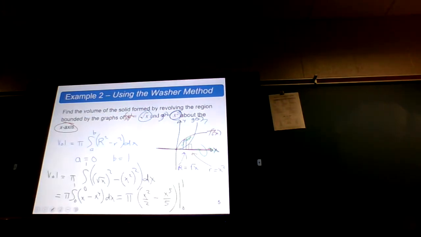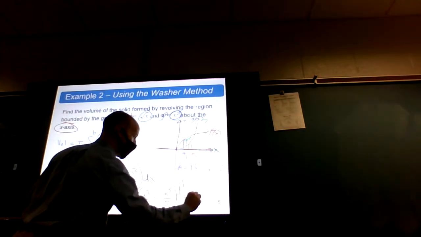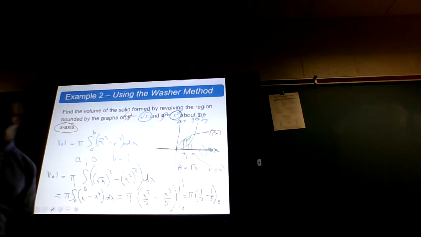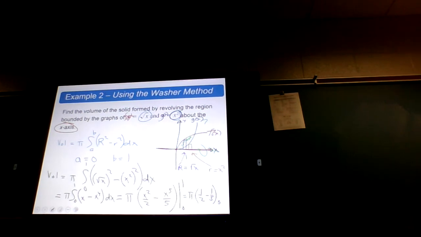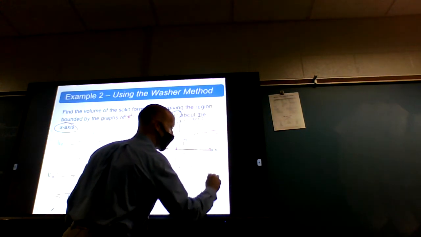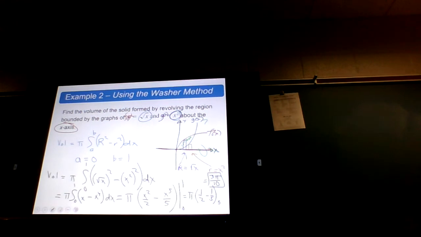Now, of course, when I plug in 0, what am I going to get? So that doesn't really matter. So I just need to plug in 1. So I think that's going to give me pi times a half minus a 5th, if I'm not mistaken. So that'd be 5/10 minus 2/10, which is 3/10. So 3 pi over 10. And again, if you wanted to use your calculator to verify that, you could. I'm going to double check that I got the correct result there, but I think I did.